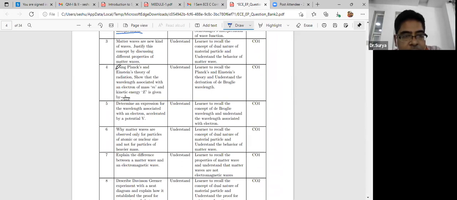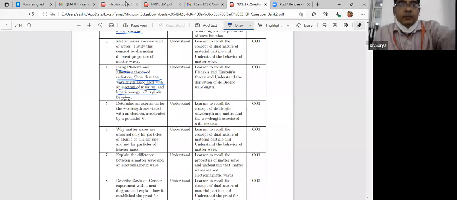Next, using Planck's and Einstein's theory of radiation, show that the wavelength associated with an electron of mass m and kinetic energy E is given by lambda equals h by root 2mE. This is the derivation you have to do. I think we have done it. Do you want me to show?